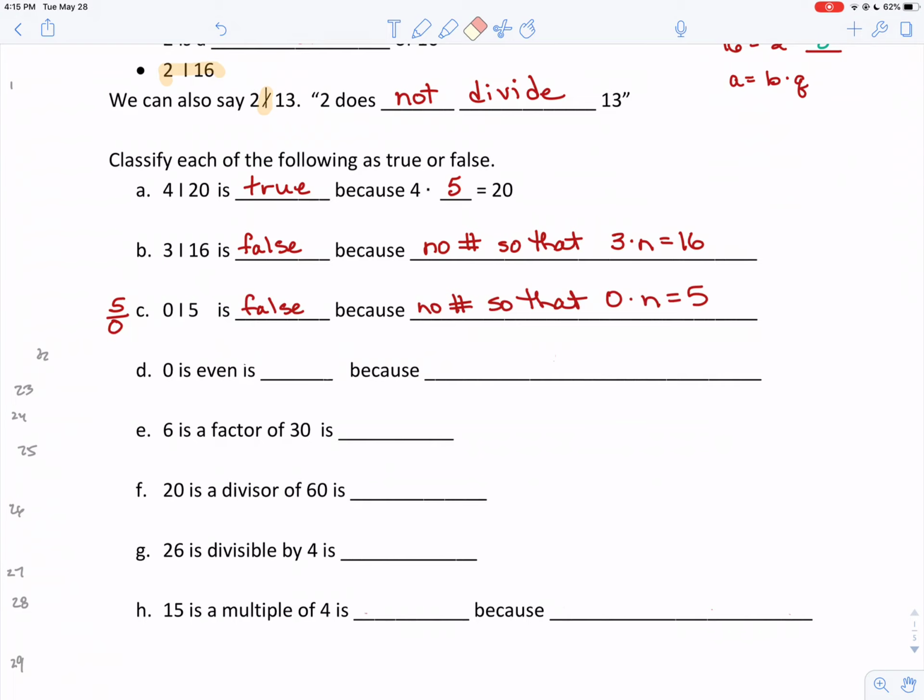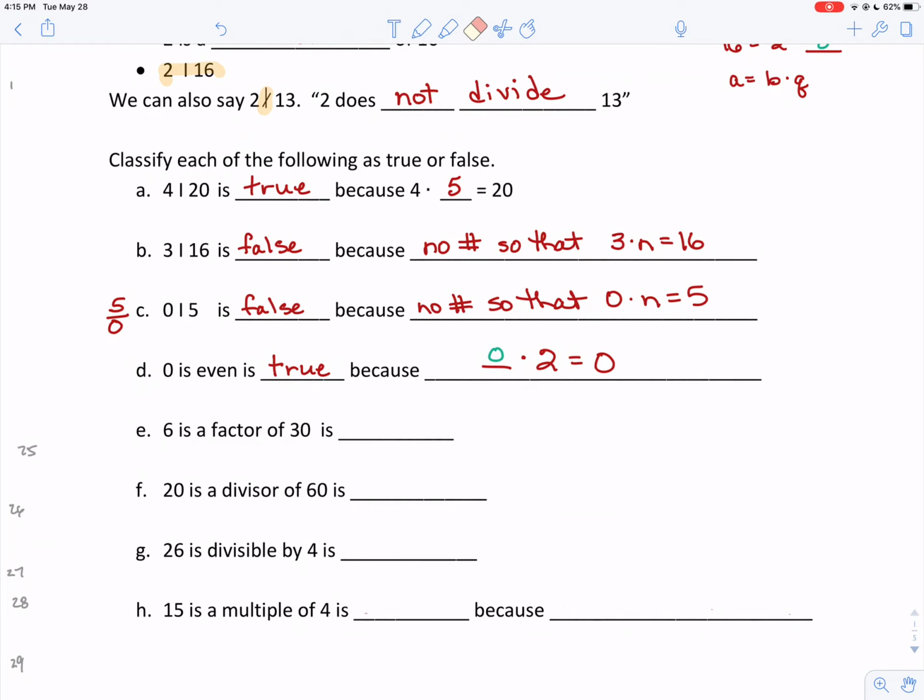Now, 0 is even. Is that true or false? It's true, because even, remember, means that you could multiply 2 by something and get your number. So, I'm going to multiply 2 by what to get my 0? 0. So, 0 is an even number.